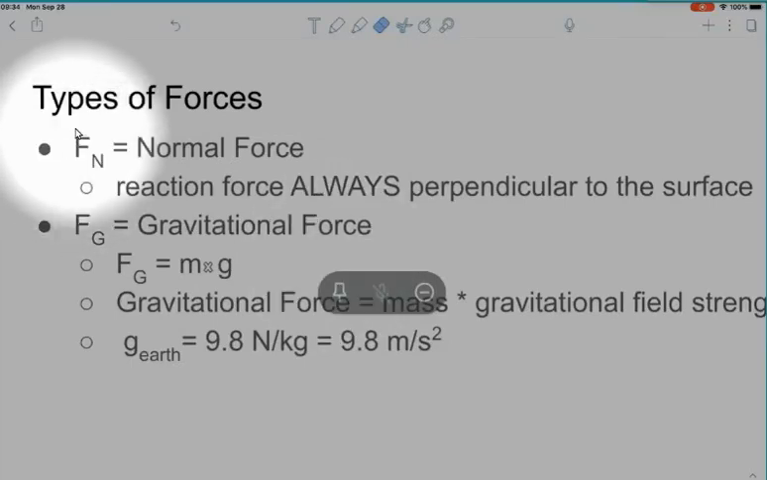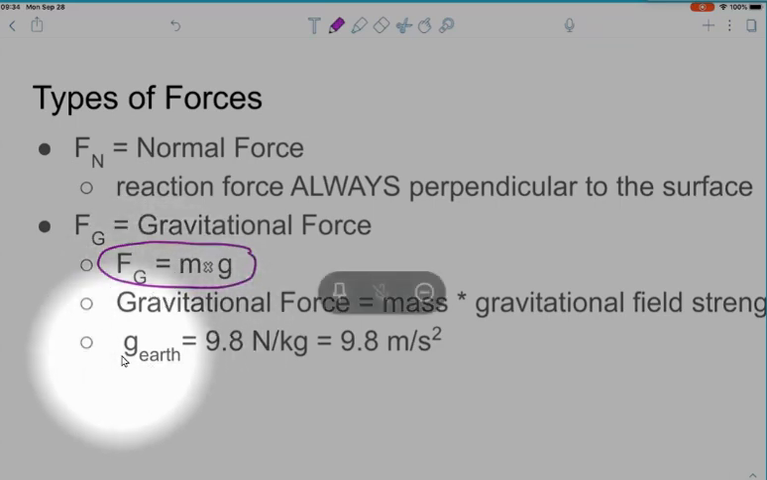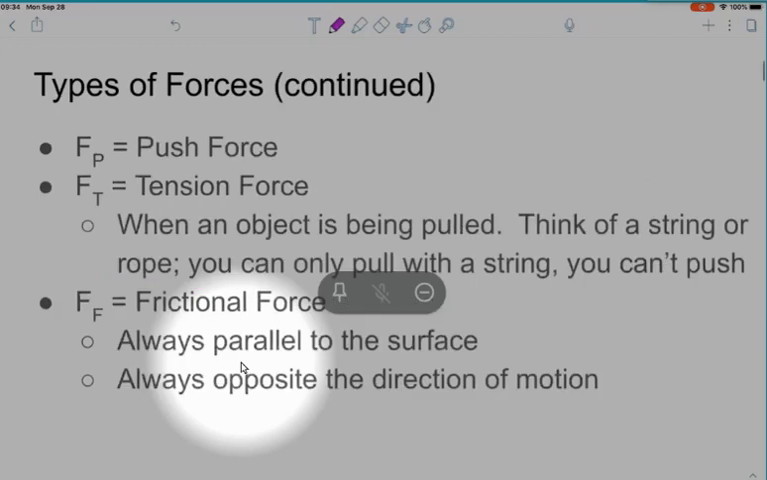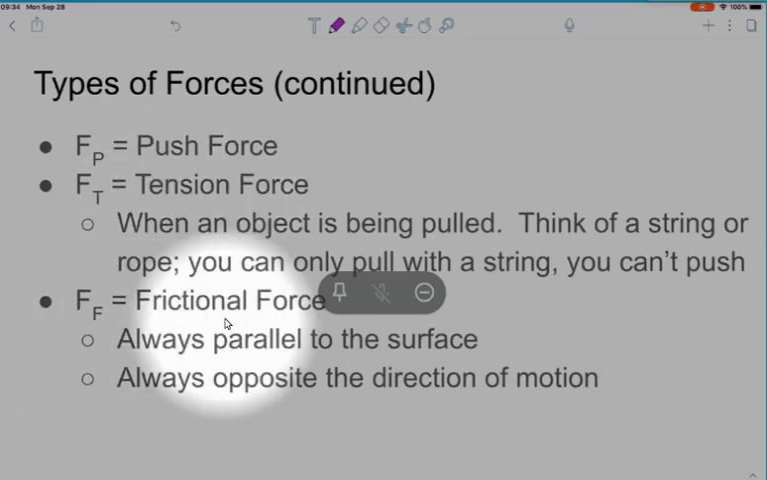All right, so last class we talked about types of forces, and there are 5 main types of forces that we are going to be looking at. Normal force, gravitational force, which was, we also were given the equation, your gravitational force is equal to mass times gravitational field strength. And on Earth, that little g is 9.8. And then we talked about push force, a tension force or pull, and then frictional force.